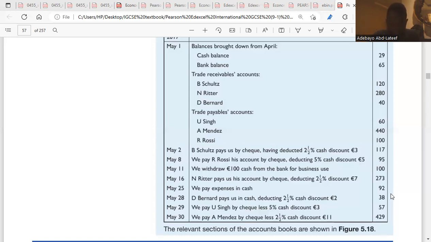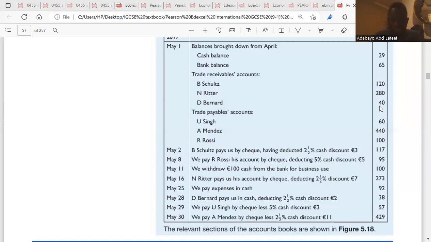Then the next one, D. Bernard pays us in cash, deducting 2.5% cash discount. D. Bernard, that's the last trade receivable we have, is a credit customer. He paid us cash and we gave him 2.5% cash discount, which is equivalent to 2 euros. So for the 2 euros, we take it from the total amount Bernard is owing us. Bernard is owing us 40 euros. So 40 euros minus 2 euros, that's 38 euros. So we have 38 euros as cash on the debit side and our discount allowed of 2 euros to complete the 40 euros. I think that is clear.